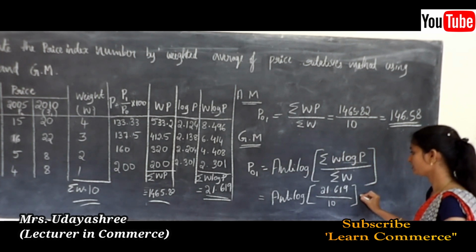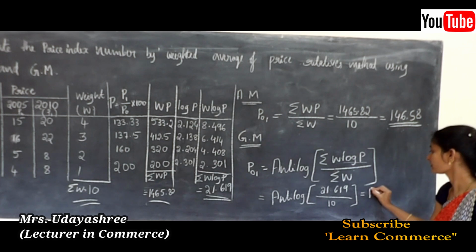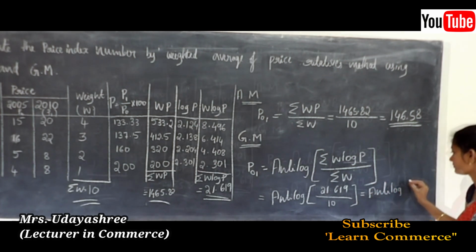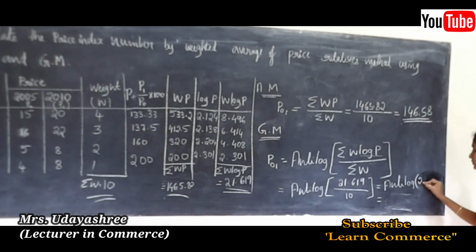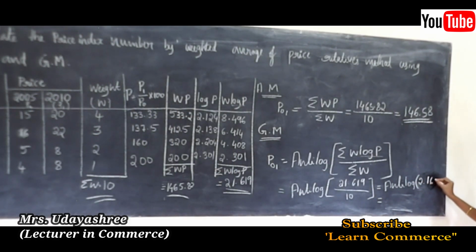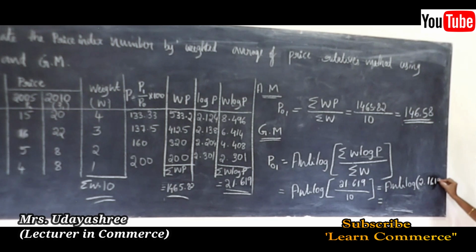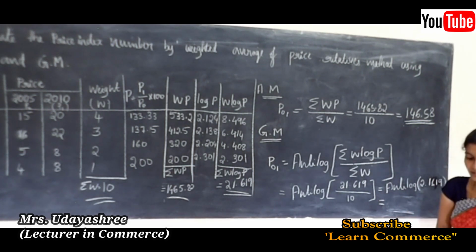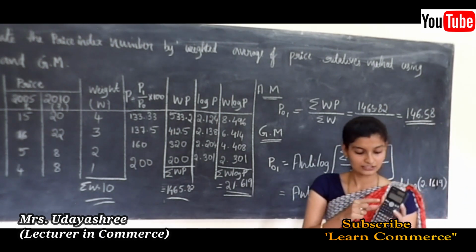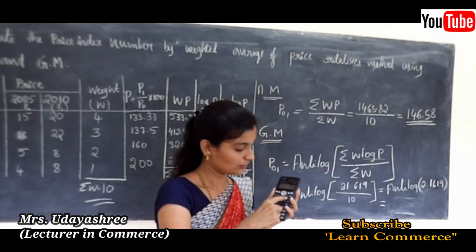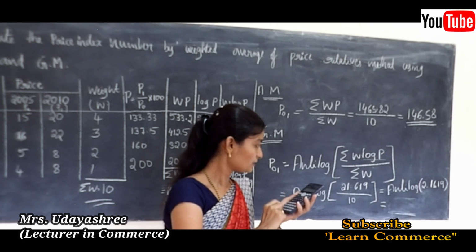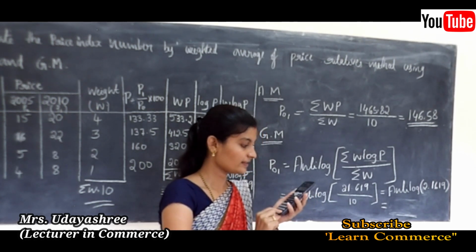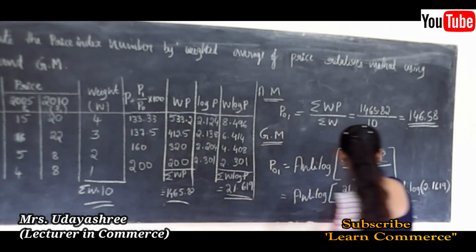This is equal to anti-log of 2.1619. So how to calculate anti-log? That is shift log 2.169. The answer is 147.2.